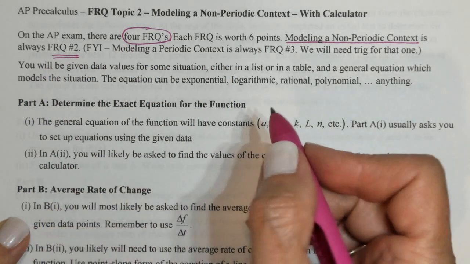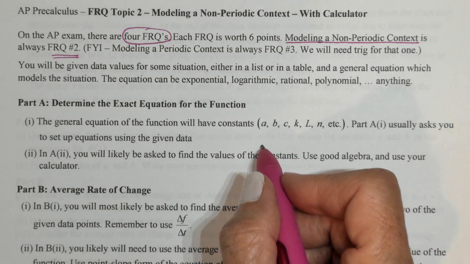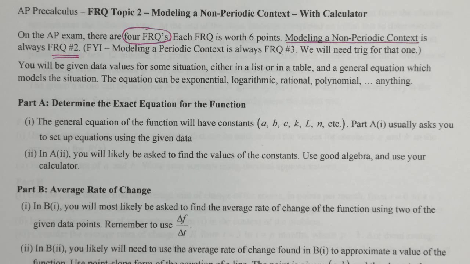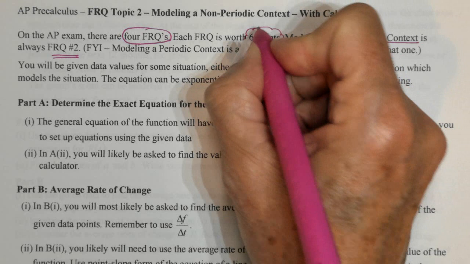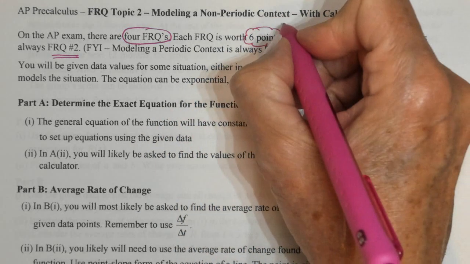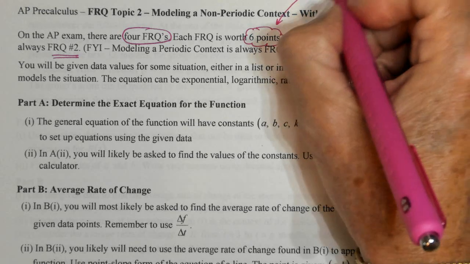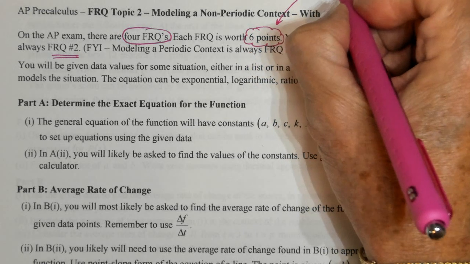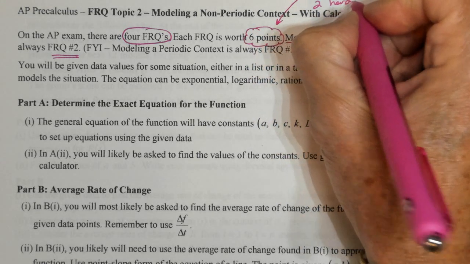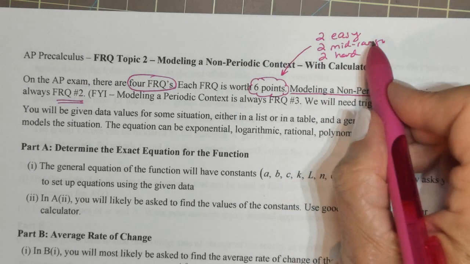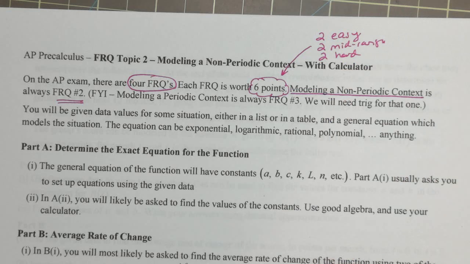Number 3 is modeling in a periodic context. That'll be using trig. Okay? So there are similarities to these. But in general, of the 6 points on each FRQ, usually there are a couple of easy points to be had, a couple of mid-range points, and a couple of hard. A couple of easy, a couple of mid, a couple of hard. That's just the way these are. All right.